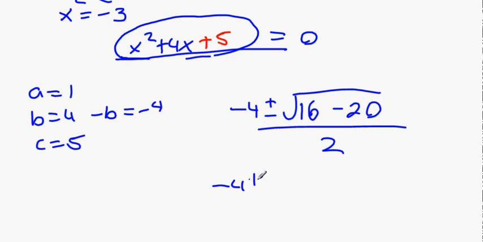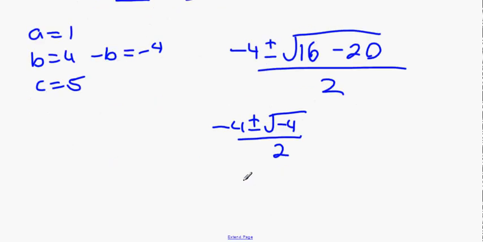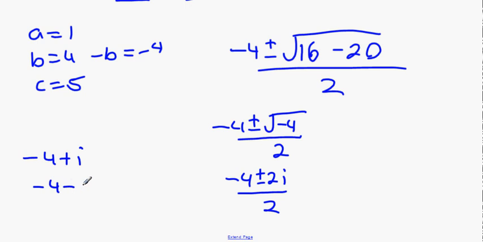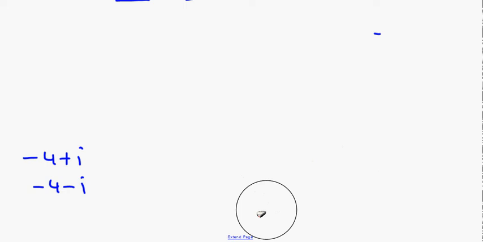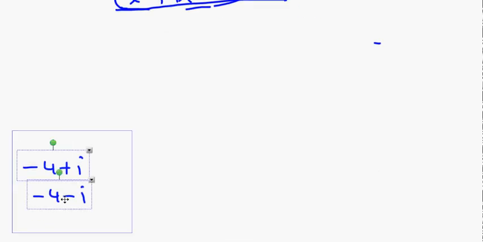Then we have minus 4 plus or minus the square root of minus 4, all over 2. The square root of minus 4, as we all know, is 2i, so it's minus 4 plus or minus 2i all over 2, which is going to be minus 4 plus i and minus 4 minus i. Now that brings us on to the next part of this question, so we'll just bring these answers up here.